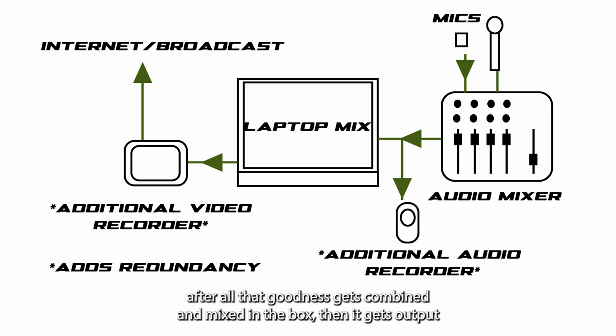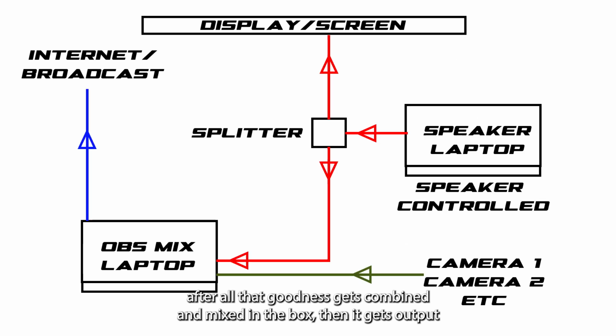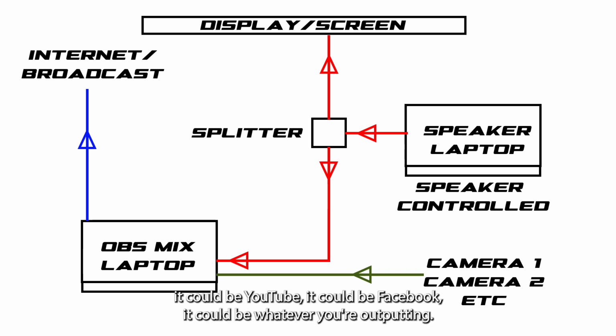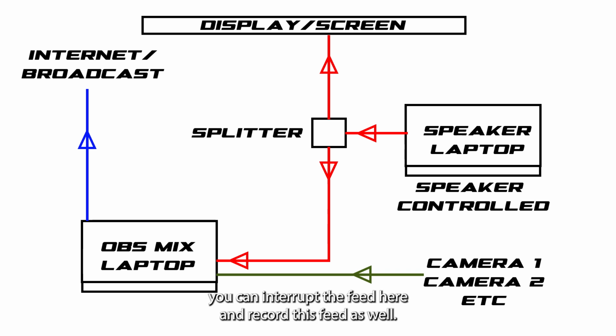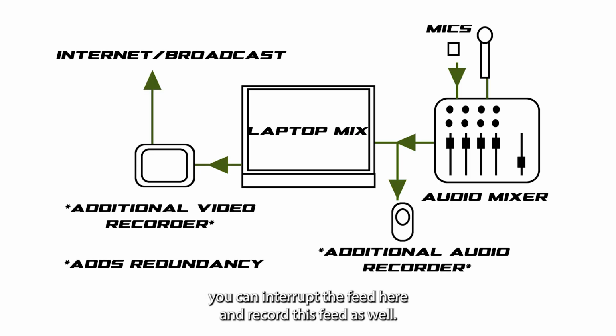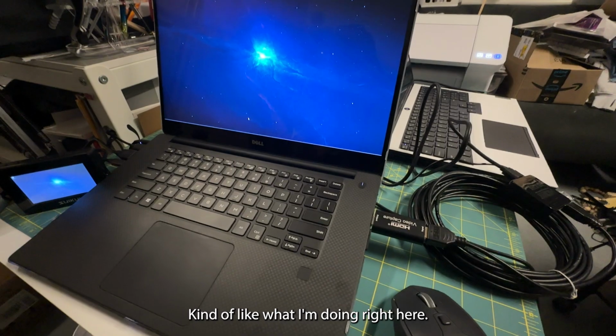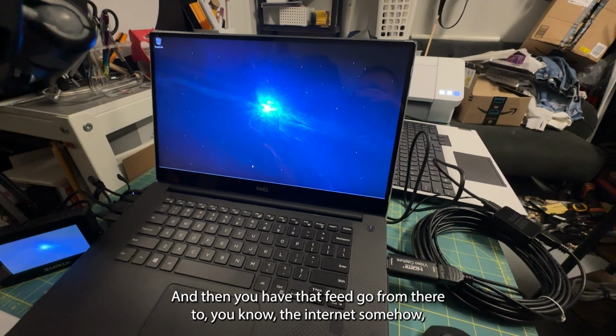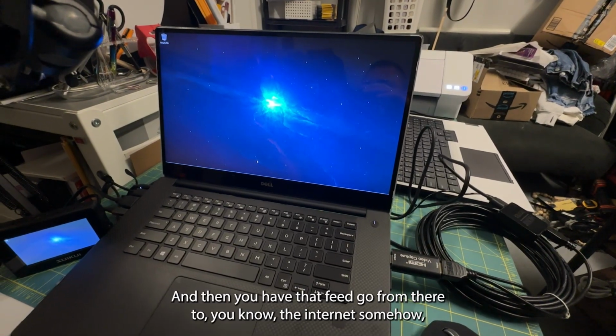After all that goodness gets combined and mixed in the box, then it gets output within OBS to the final destination. So that's Zoom, that could be YouTube, it could be Facebook, it could be whatever you're outputting, Twitch. You can interrupt the feed here and record this feed as well. So you can send your laptop output to a separate recorder, kind of like what I'm doing right here. And then you have that feed go from there to the internet somehow.